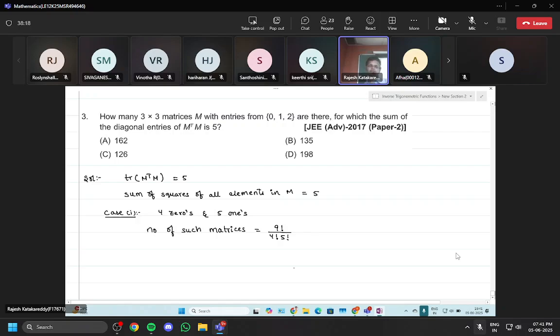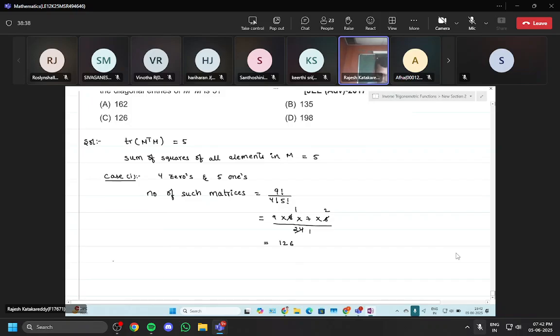So how much do I get in this case? I should simplify: 9, 8, 7, 6 divided by 24. This is 63 into 2, 126. That is case 1.